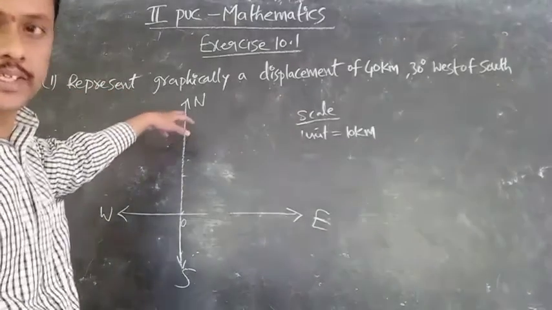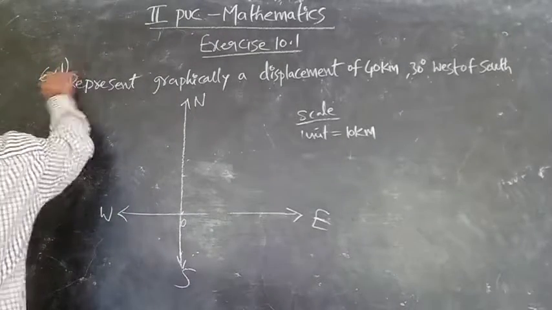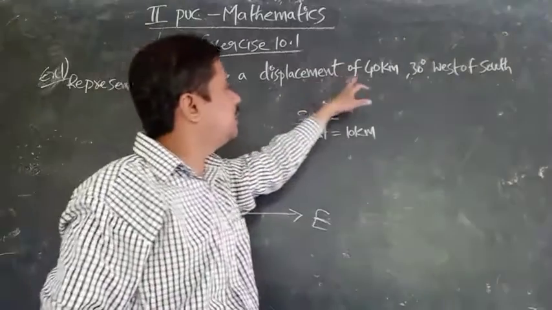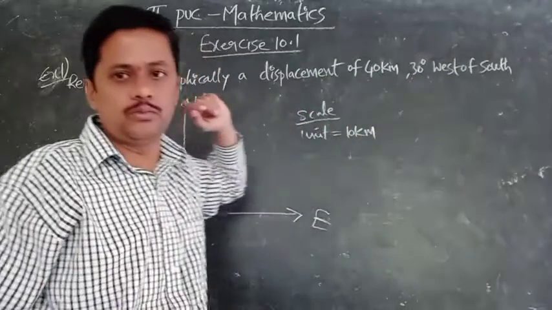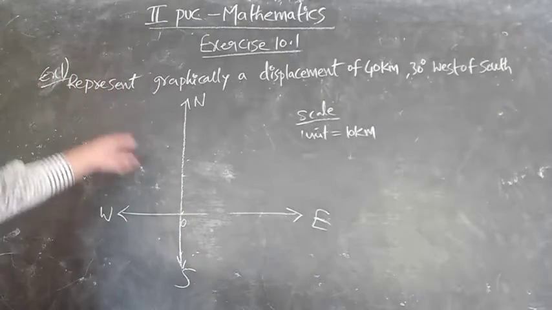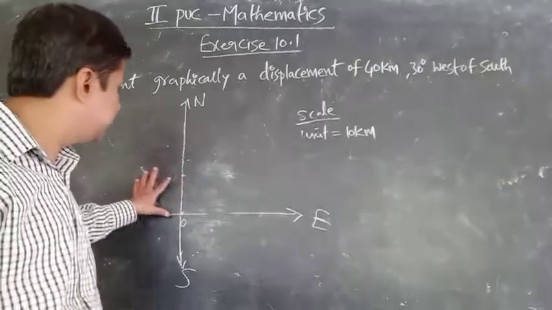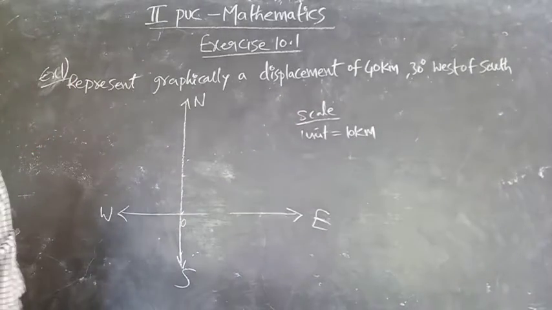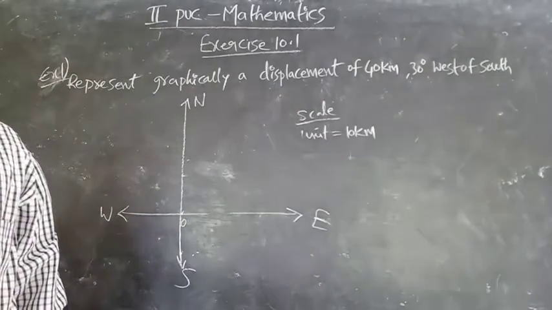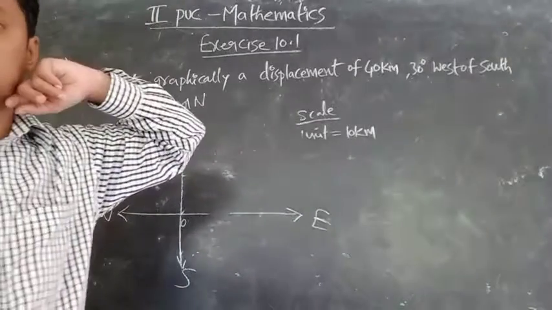See my dear students, this is example 1 homework. Example 1: represent graphically a displacement of 40 kilometers, same, but 30 degrees west of south. Example 1 is given. You do this as homework. Observe page number 427. It all comes the same. West of south means it comes on this side. It is clearly given in your textbooks, so this is a homework for you. Next we move to the next problem.